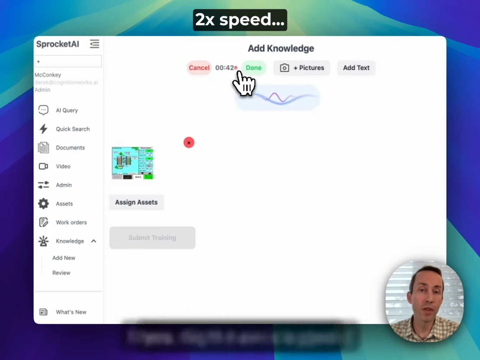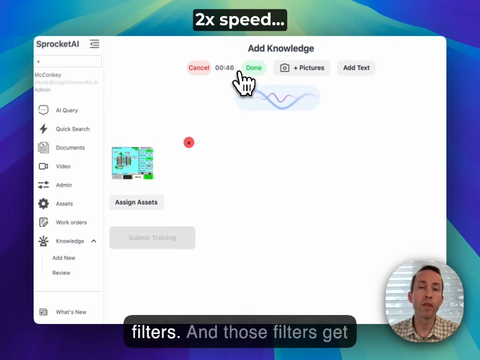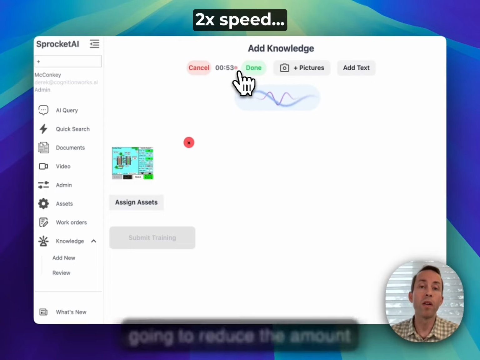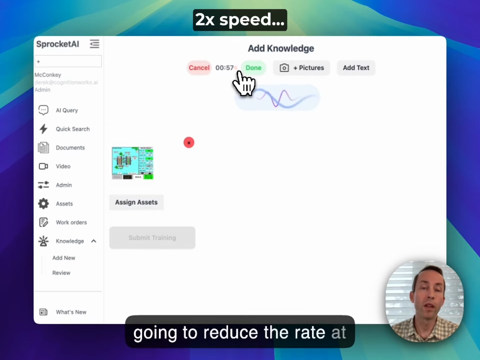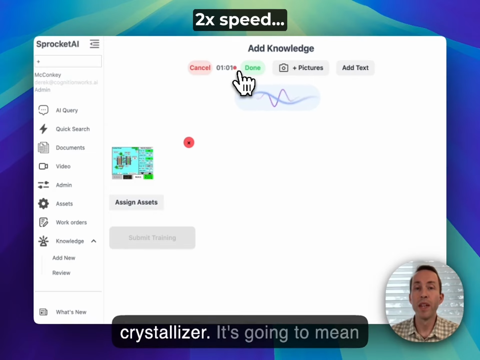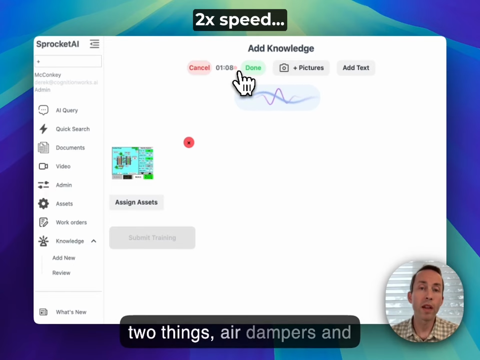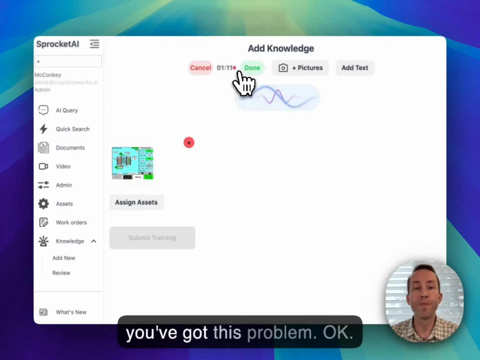The second is that you might have clogged filters. So the air is a closed loop system, and there's filters, and those filters get clogged. Sometimes material will clog them. Then that's going to reduce the amount of airflow as well, and that is going to reduce the rate at which air is going through the crystallizer. It's going to mean that the exit air temperature is going to climb up above that 210 degrees Fahrenheit. So take a look at those two things, air dampers and the air filters. Check those if you've got this problem.